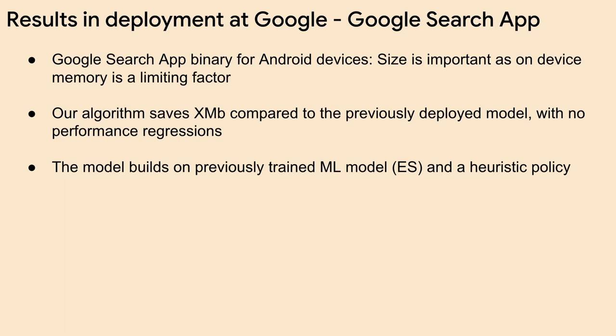We also deployed our algorithm to train a policy for the Google Search app. We have similar improvements there. And there we started from a set of two baselines: one trained from an evolutionary strategy algorithm, and one was a heuristic policy crafted by the compiler community.